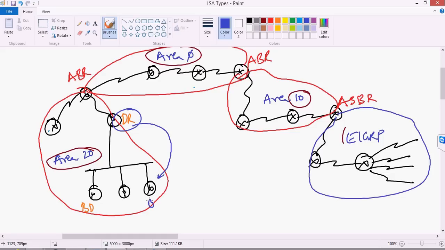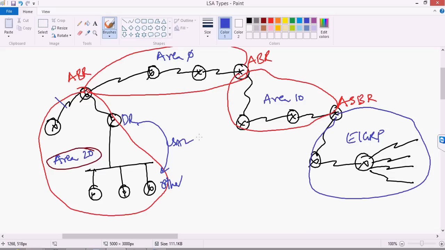A normal advertisement means that if you are using a point-to-point link, there is no DR BDR. If you are using an HDLC link, there are no DR BDR elections, so there is only LSA1. When you have DR BDR elections, an update sent by the DR to other routers we call LSA2. LSA1 and LSA2 are both advertisements sent only within the area. Whatever advertisements happen inside the same area can be LSA1 or LSA2.